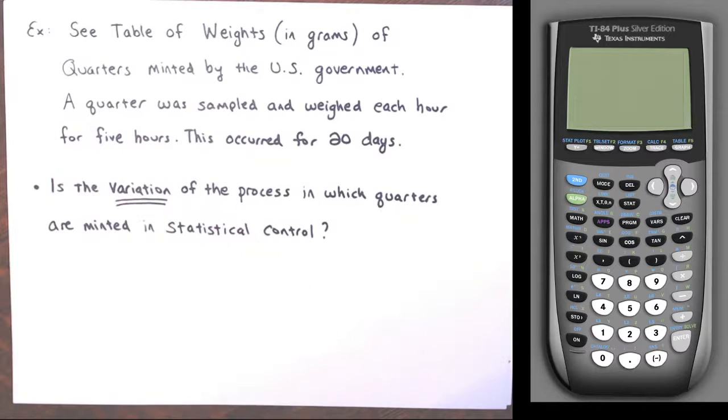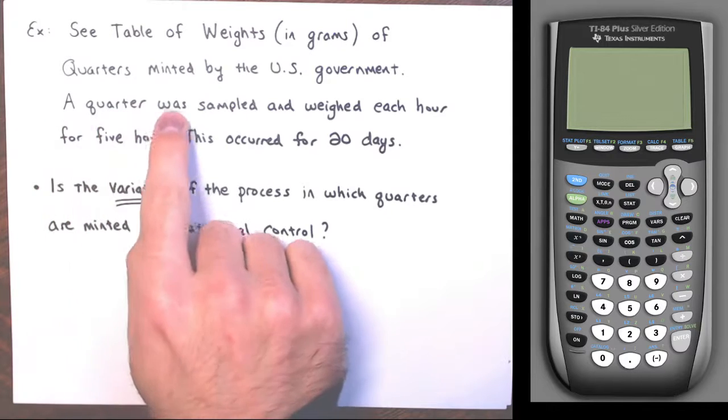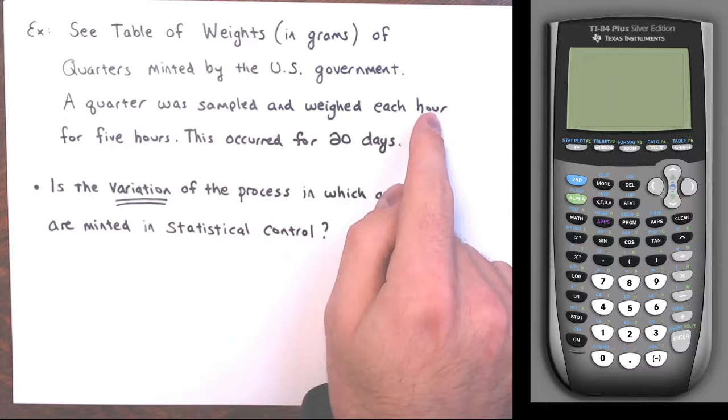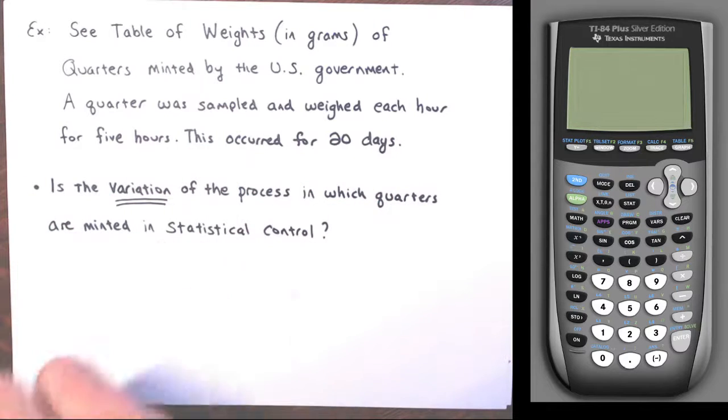And how they're going to monitor this manufacturing process, this minting process, is a quarter is sampled and weighed each hour, just one quarter, right? Of all the quarters that are coming through the line, they take a quarter out every hour and weigh it, just to see if all the weights are staying consistent. So it would be a good idea to monitor the variation here, right? Because if the weights are varying too much over time, the spread of the weights of these quarters is getting too large, then that means the machines are out of whack or someone working them is doing the wrong thing, and we need to go in and fix the process, fix the procedure.